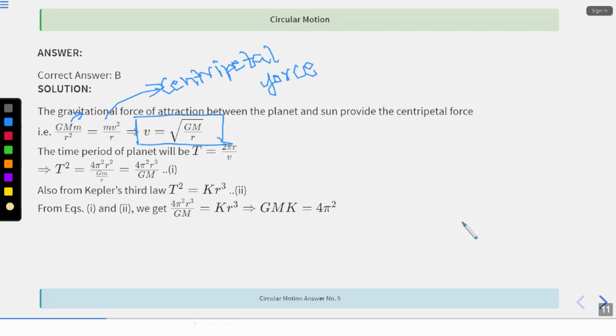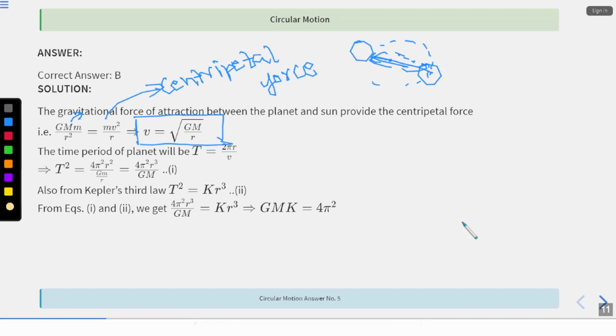Okay. So, let's say there's an object over here. There will be gravity, a force of attraction. And then similarly, because of the rotation and revolution, there will be centripetal force also. So therefore, we are equating it.